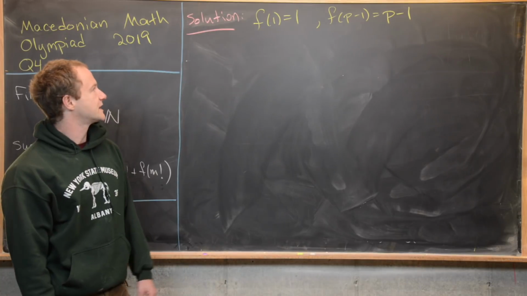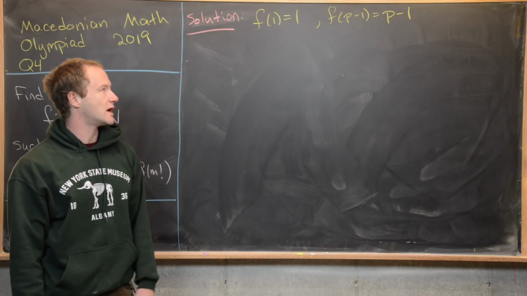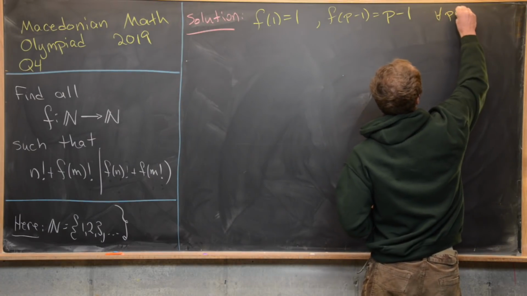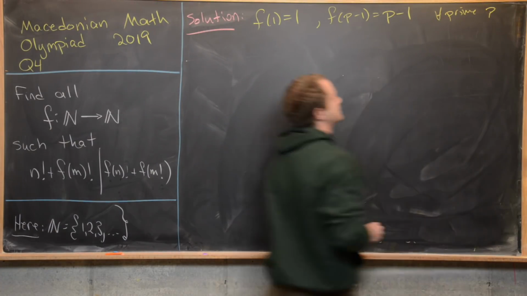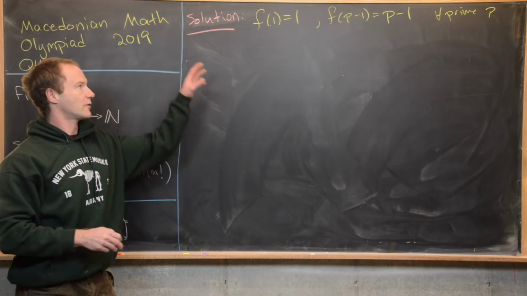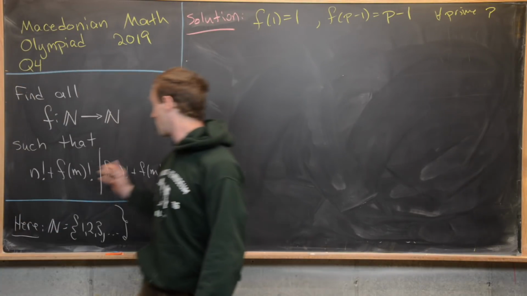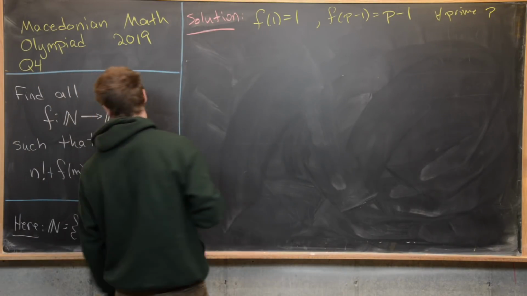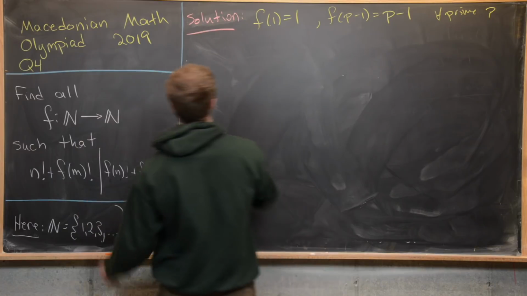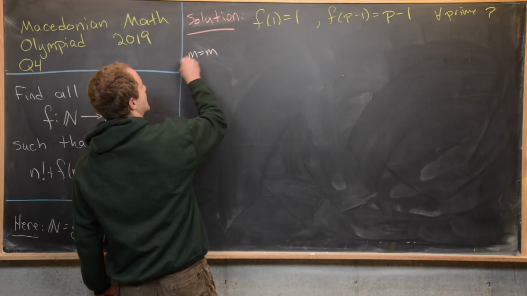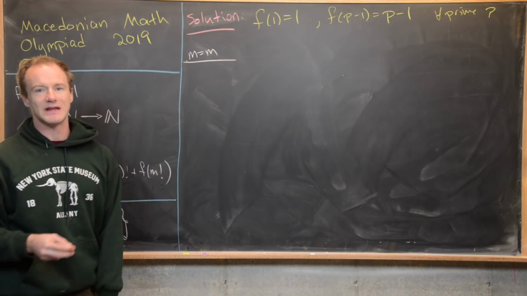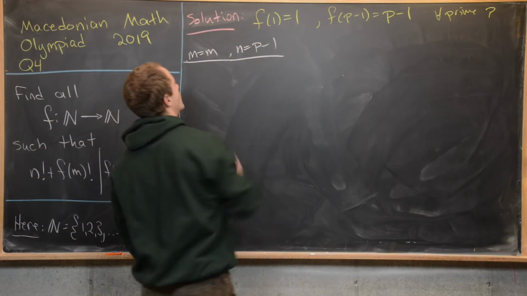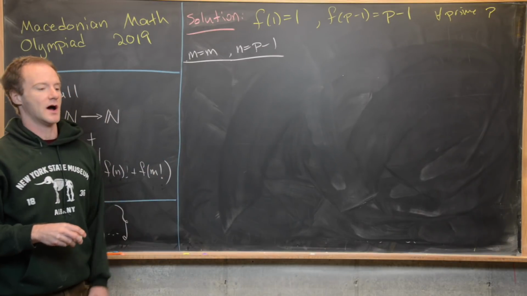So now we're in a pretty good spot. We've got f of 1 equals 1, and for all primes, we have f of p minus 1 equals p minus 1. So now we're ready to work with those two conditions along with our original divisibility condition to go towards the end. So let's look at our original divisibility condition where m equals m. In other words, m is free to be any natural number, and n equals p minus 1, where p is free to be any prime.